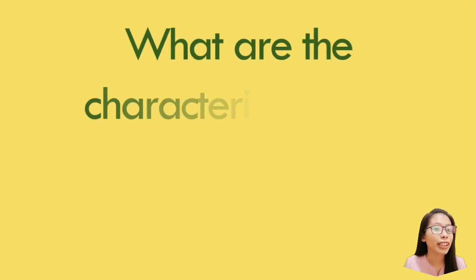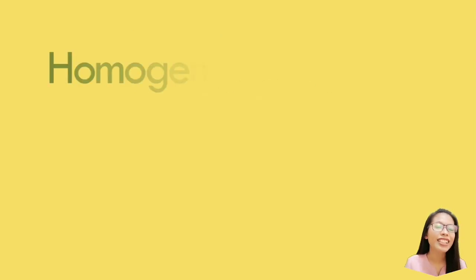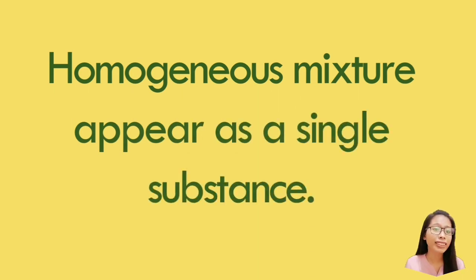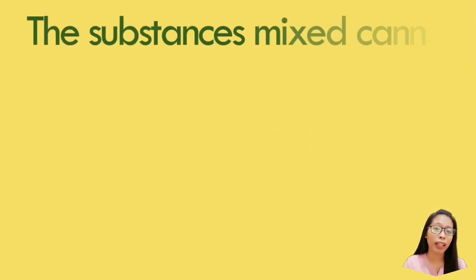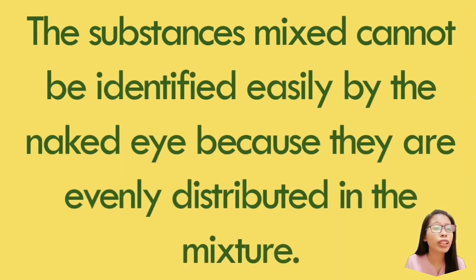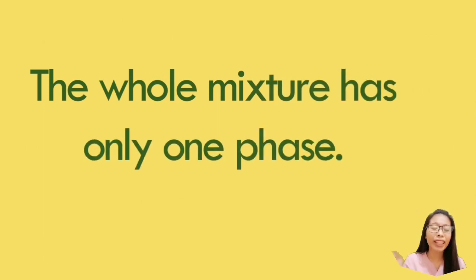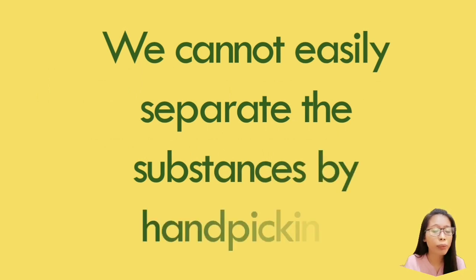What are the characteristics of a homogeneous mixture? That's right. Homogeneous mixtures appear as single substances, meaning they have a uniform appearance. The substances mixed cannot be identified easily by the naked eye because they are evenly distributed in the mixture. The whole mixture has only one phase, and it could be a solid, a liquid, or a gas. We cannot easily separate the substances by hand picking.